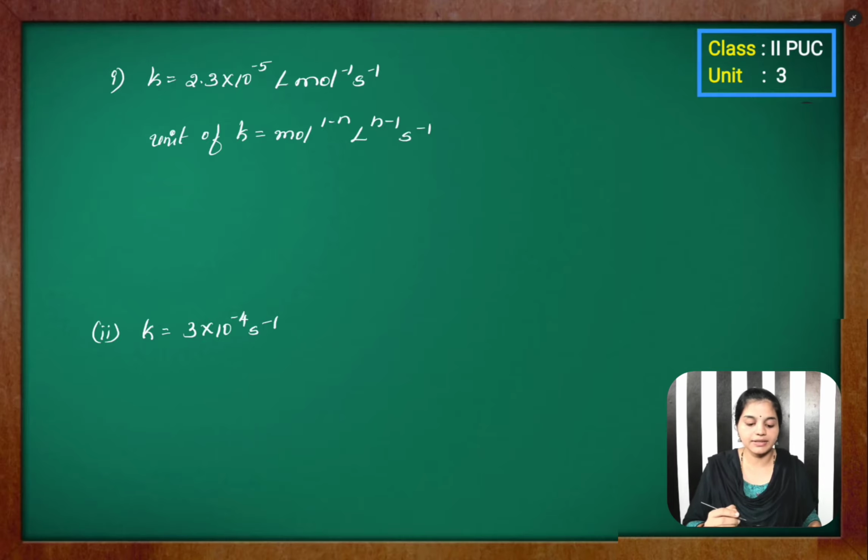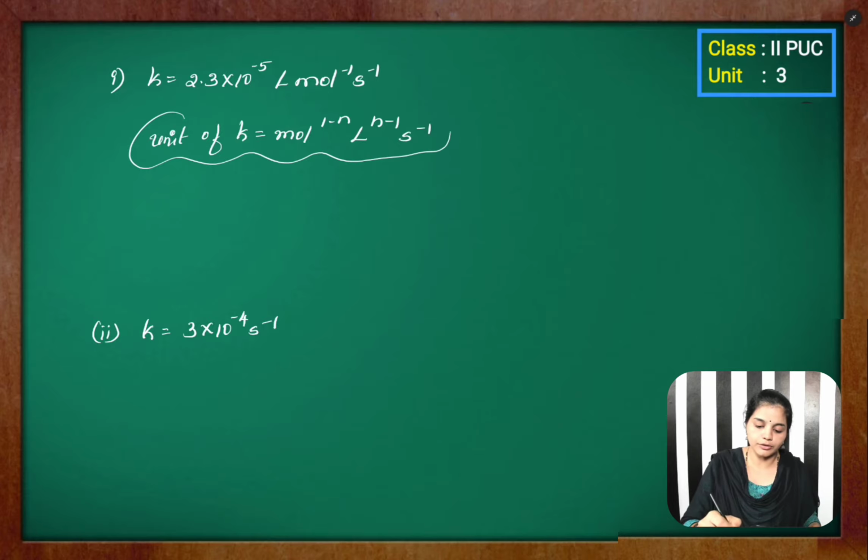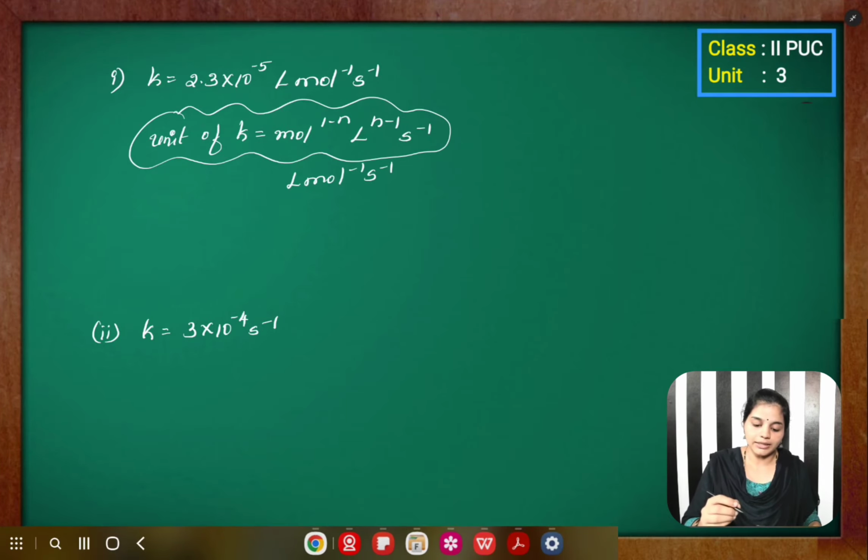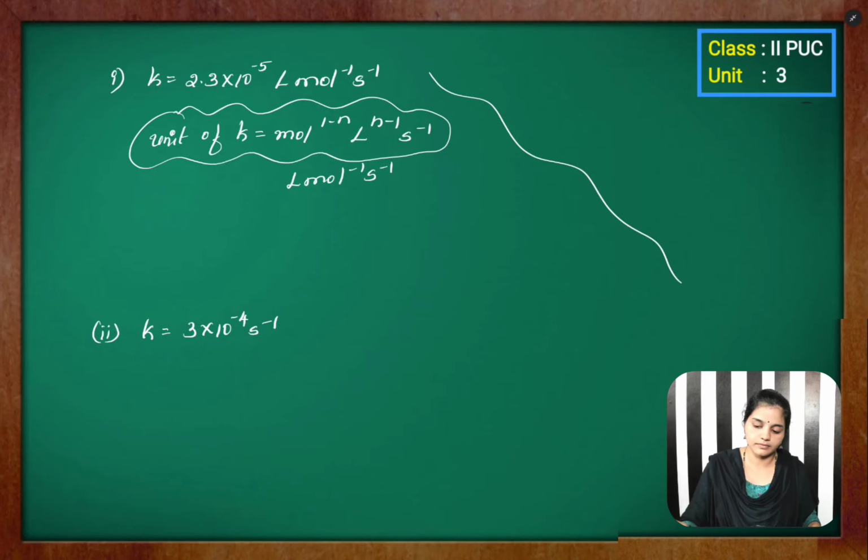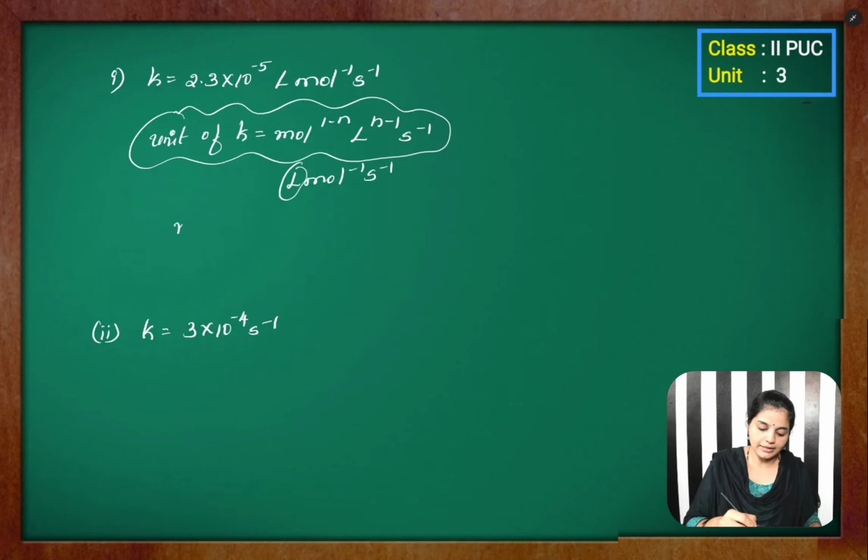Now the first question: we have K is equal to 2.3 into 10 to the power minus 5 liter per mole per second. Now let us compare the unit of the rate constant that's given. It is liter per mole per second. Now I'll compare the unit of liter that's given in the question with the general expression. From that I can write N minus 1 is equal to 1. So N is equal to 1 plus 1, which is equal to 2.